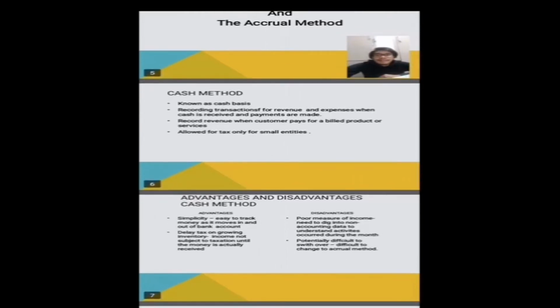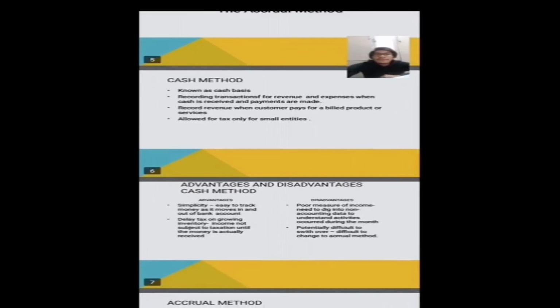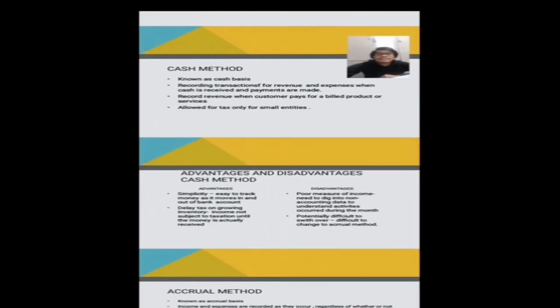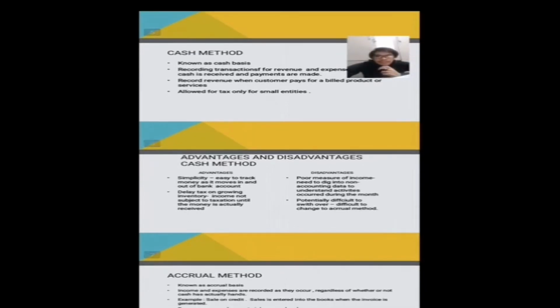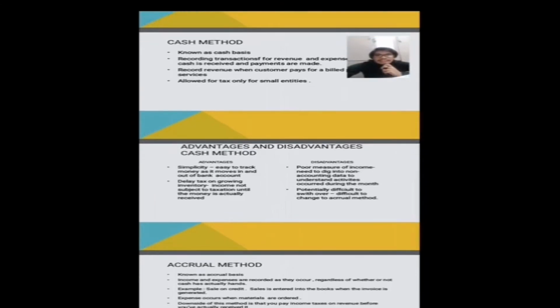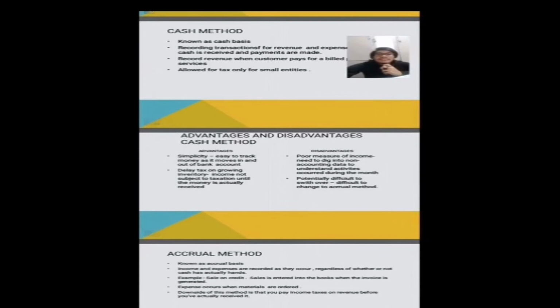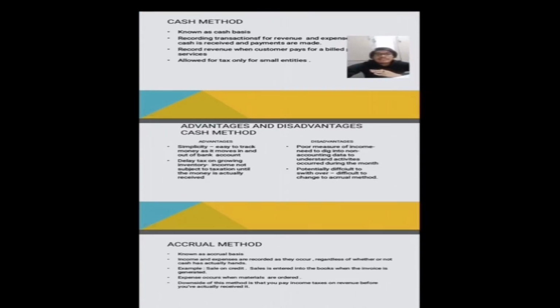Cash basis accounting is allowed for tax purposes only for smaller entities, and it is not acceptable under generally accepted accounting principles or international financial reporting standards. So the advantage of the cash method is its simplicity. This is because it is easy to track money as it moves in and out of the bank account. So you can figure out the exact amount of cash your company has at any specific moment.